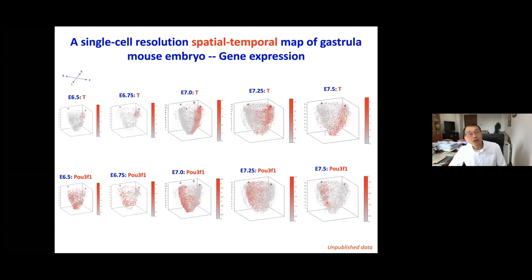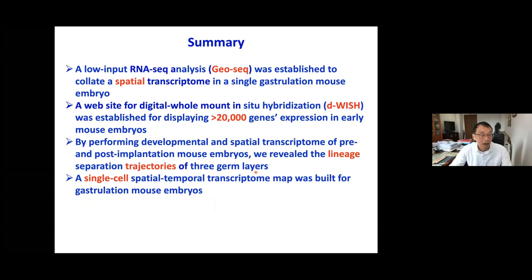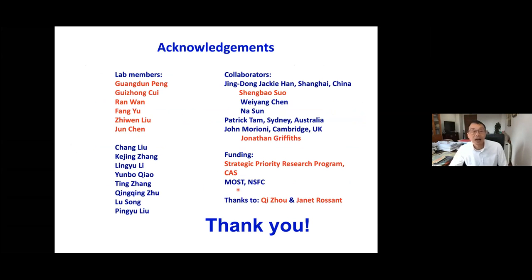So the summary here is we established a method and have a resource of more than 20,000 genes that can be used by the communities. Also, we have these lineage separation trajectories and have started to build up a single cell spatial and temporal transcriptome map for the early embryos. Finally, I would like to thank the people working on it and our collaborators Jing Donghan and John Marioni. Thank you for your attention.